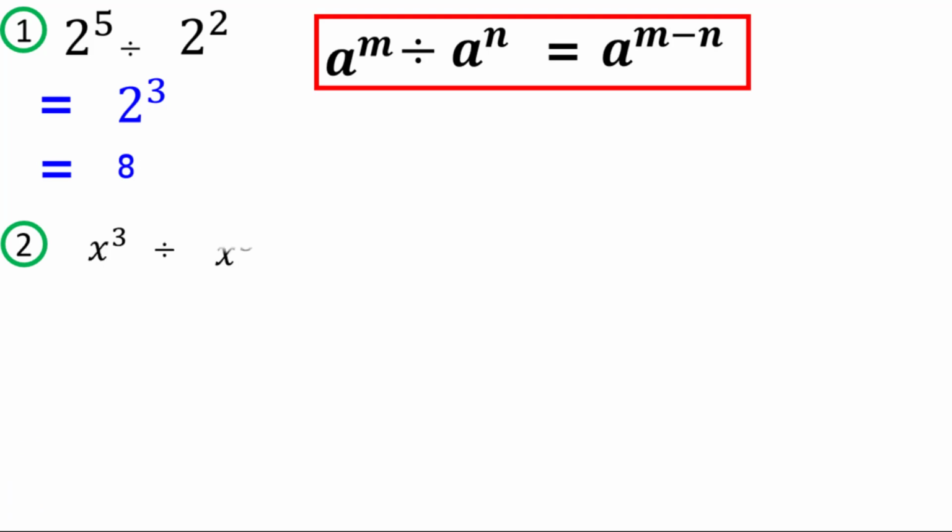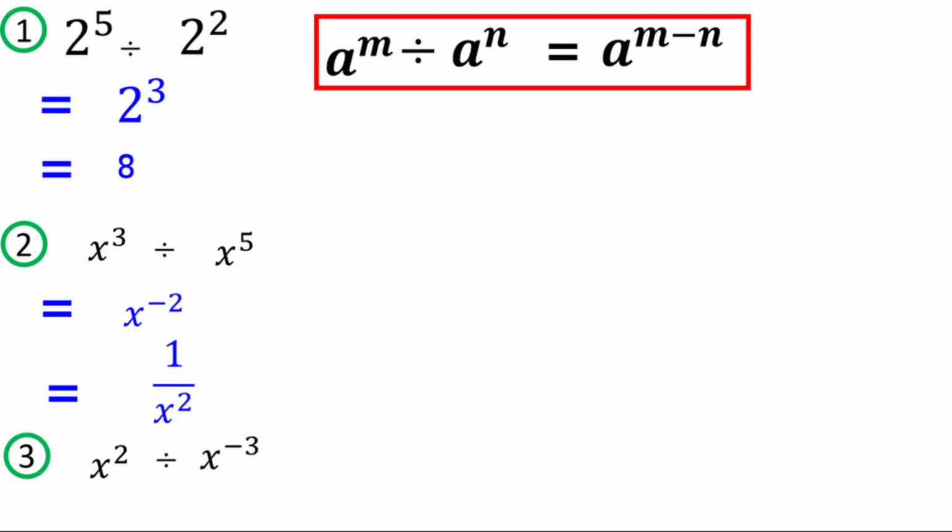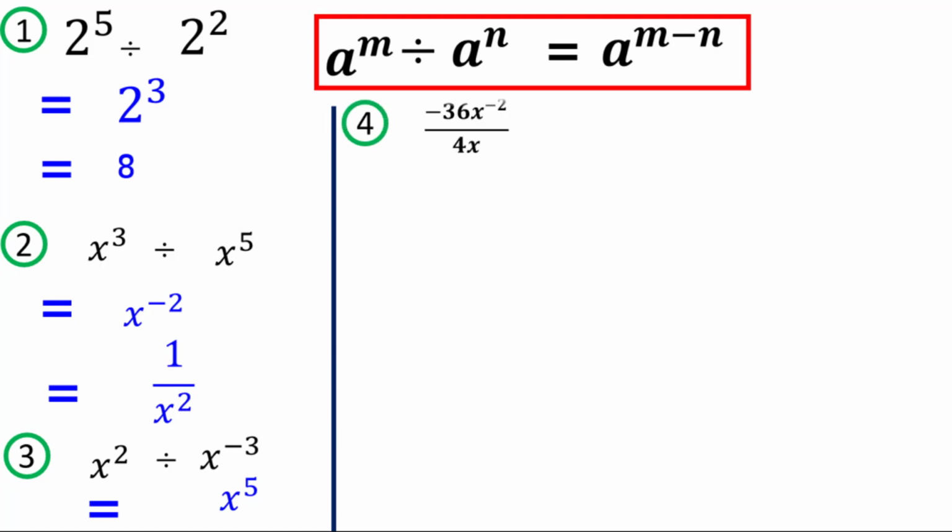And x cubed divided by x raised to the power 5, it will be x to the power 3 minus 5, which equals negative 2. So move it down to be x squared. It will be 1 over x squared. X squared divided by x raised to the power negative 3. Just write here x, and 2 minus negative 3, it will be 2 plus 3. It will be x raised to the power 5. So the power here is 5.